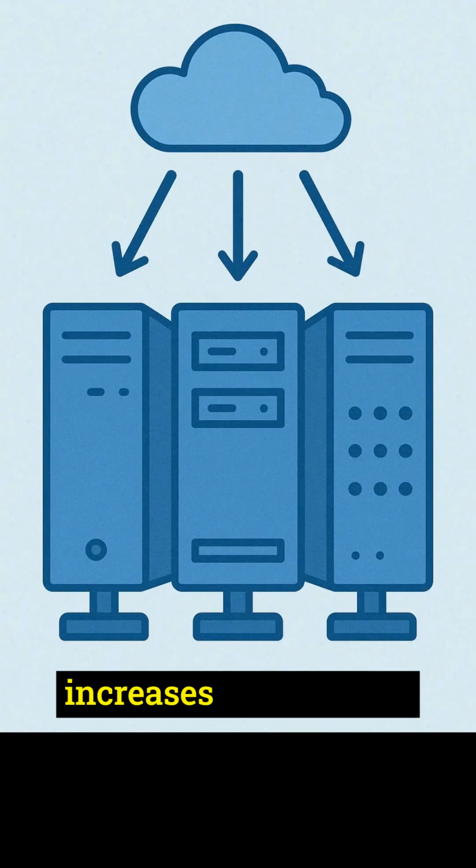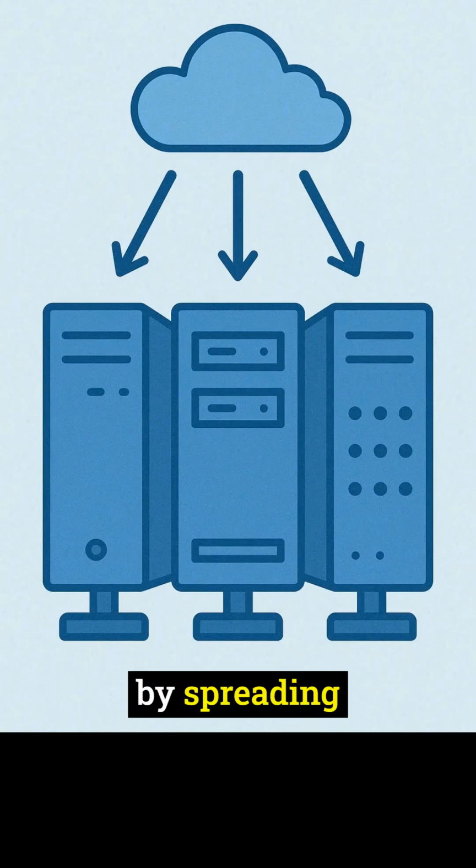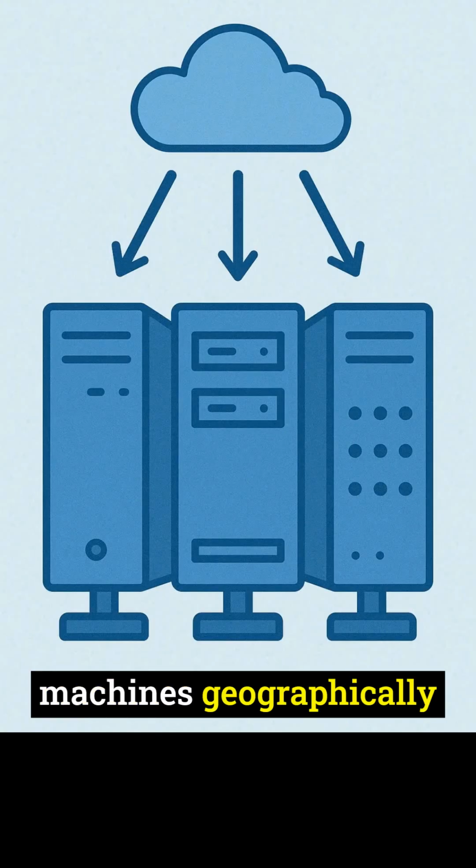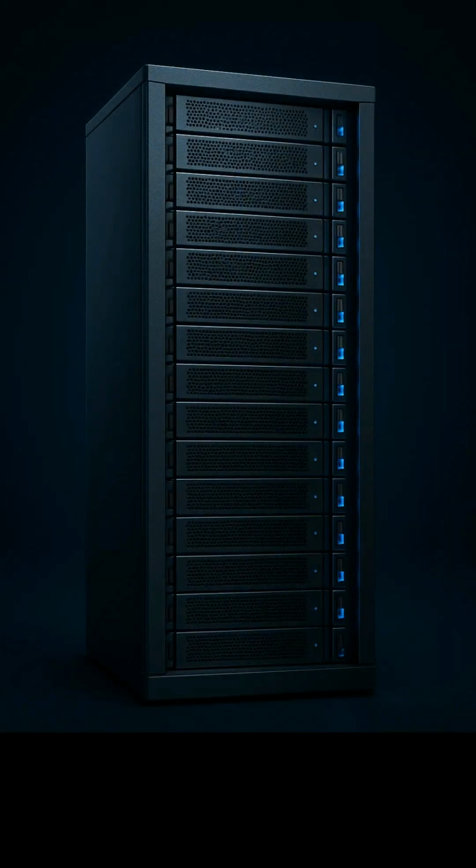Horizontal scaling increases redundancy and fault tolerance by spreading load across many machines geographically. Vertical scaling risks a single point of failure despite high performance on that machine.